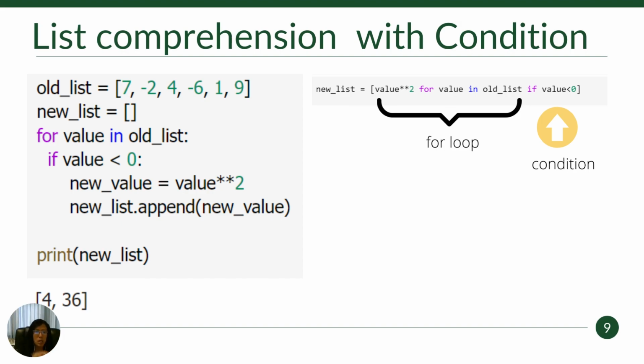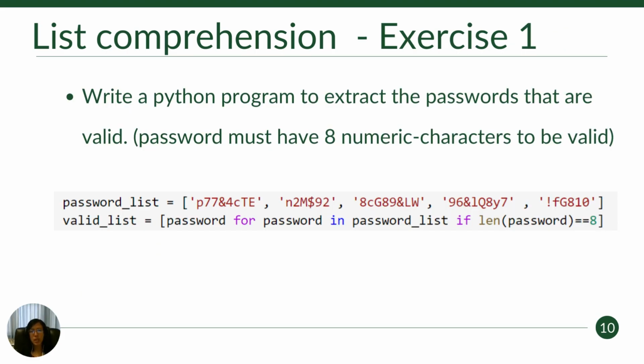So this is a typical for loop that we have to write: a for loop followed by the if condition. In the list comprehension, how can we do it? We do the usual for loop expression and then add the condition after the usual for loop. So here our expression is value to the power 2, and then the for loop is for each value in the O list. But now we add a condition: if value is less than 0, we will perform this. Now let's move on to the exercise.